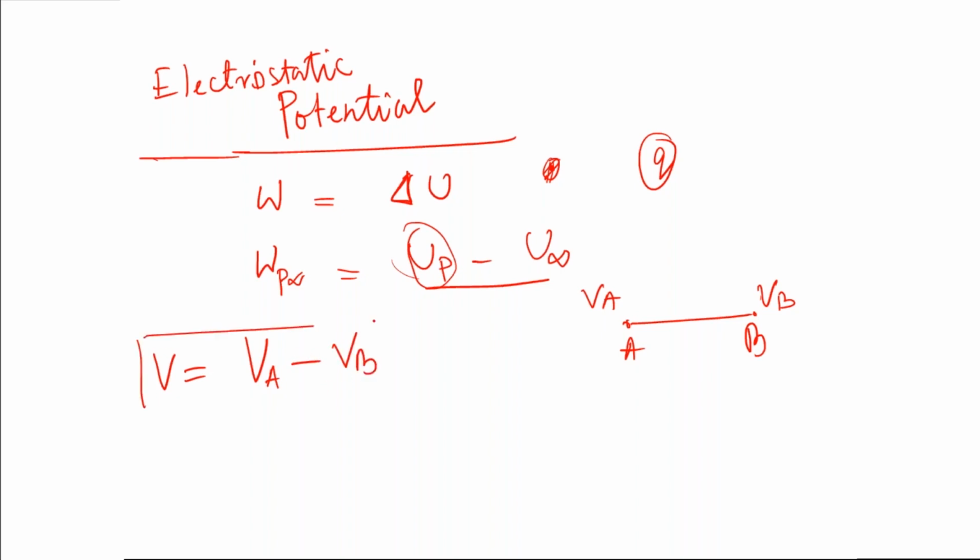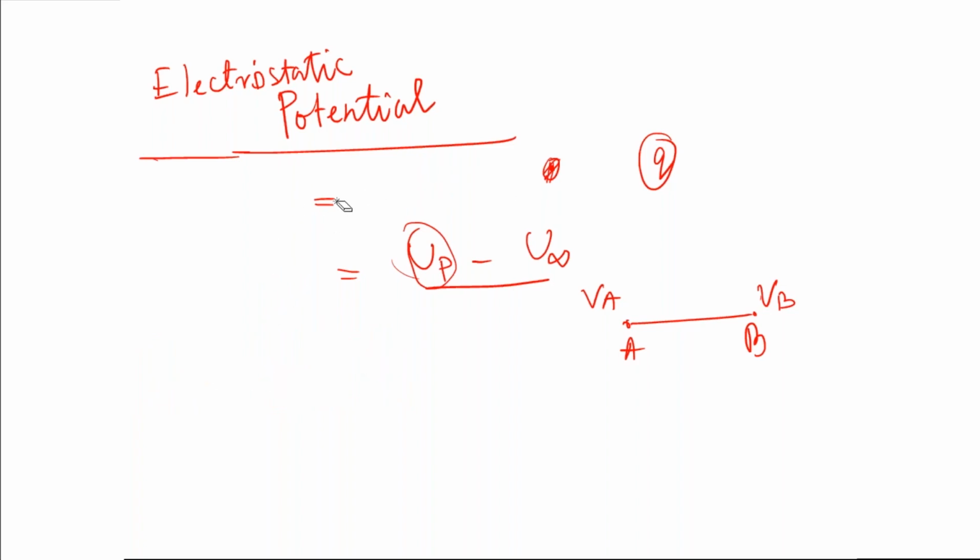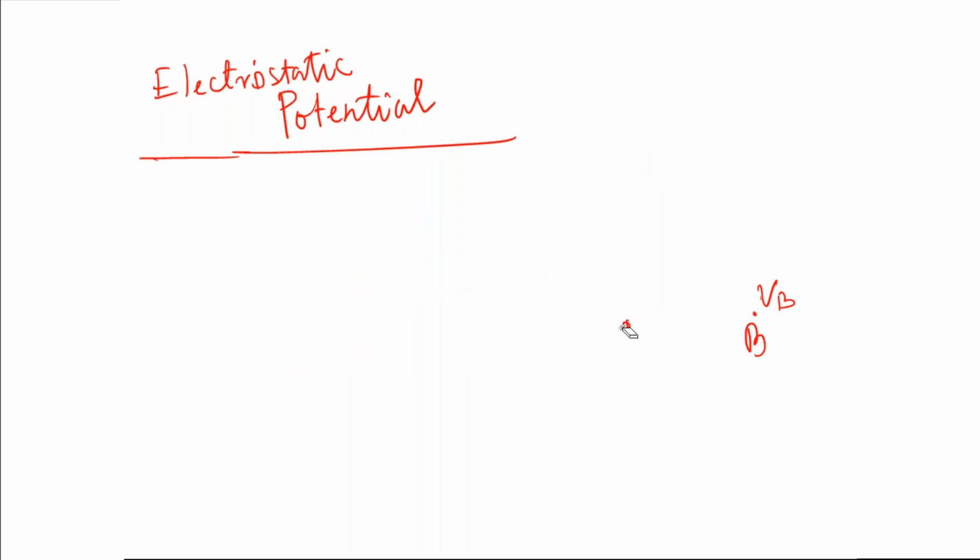Okay, and electrostatic potential is nothing but the work done per unit charge. We'll learn that. So potential or potential difference is denoted by V, and we have seen the potential energy was denoted by U. So potential difference is actually the work done per unit charge.